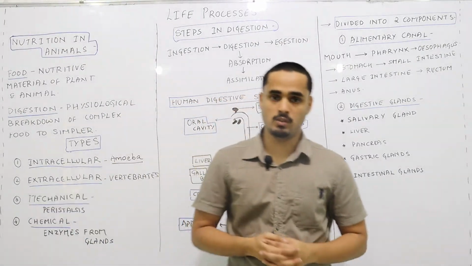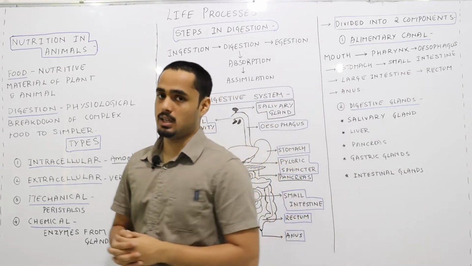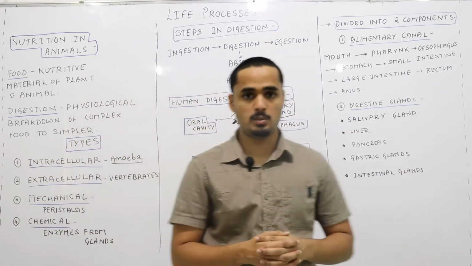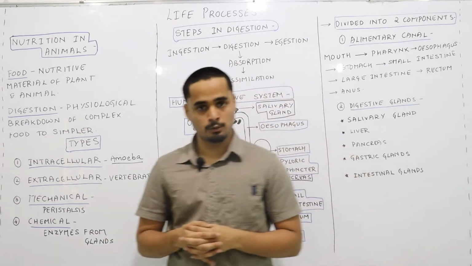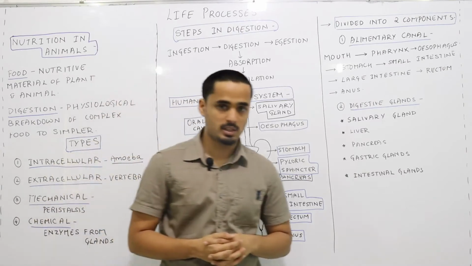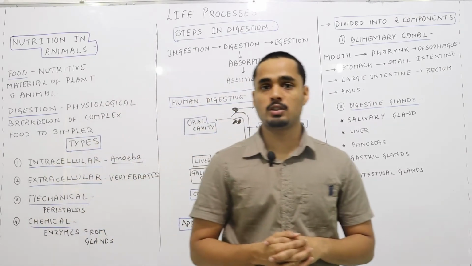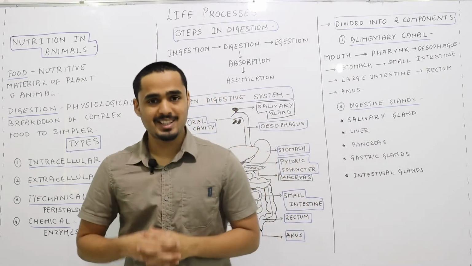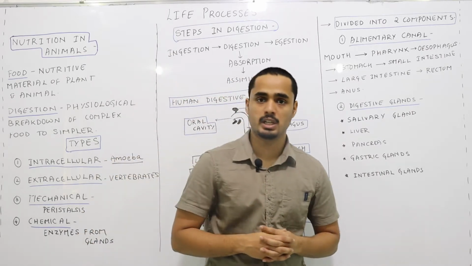In today's session we will be focusing on nutrition in animals. In the previous two sessions we understood how nutrition in plants takes place, that is we learnt about the process of photosynthesis, requirements of photosynthesis, and at the end of the session we also understood how nutrition in amoeba is observed. Okay, in today's session we will be focusing on nutrition in animals.